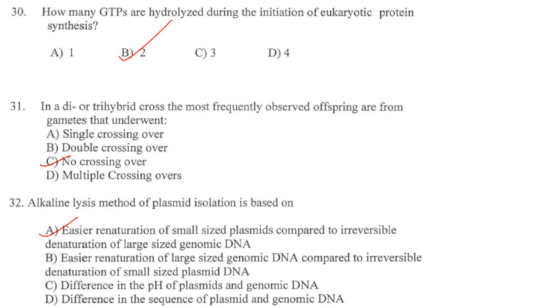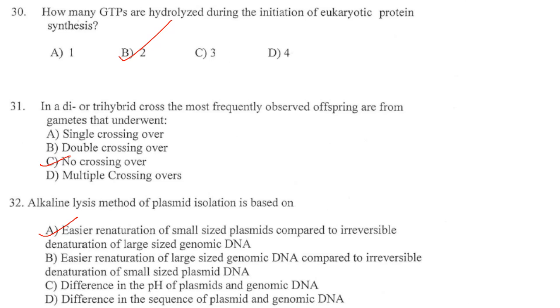Now after incubation in this alkaline solution, you add high salt buffer. This is to reduce alkalinity. Those proteins that have denatured and the chromosomal DNA that has denatured will not come back to the original form. But your plasmid DNA, because of its smaller size and supercoiled structure, will renature very fast. So later when you centrifuge, you will get your plasmid DNA separated from the other cellular components as well as from your DNA and protein. So, easier renaturation of small sized plasmids compared to irreversible denaturation of large sized genomic DNA.